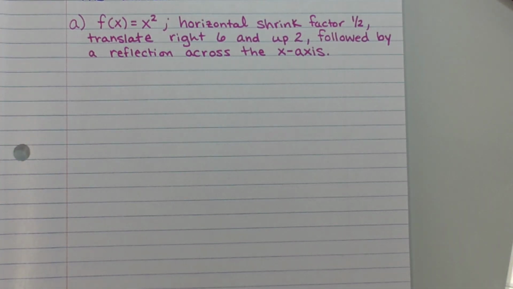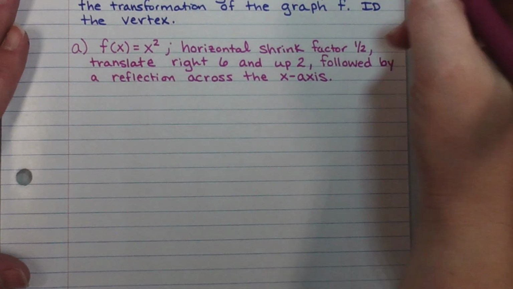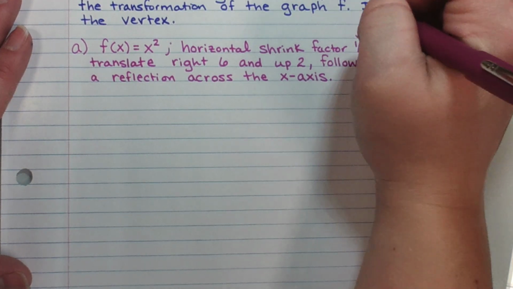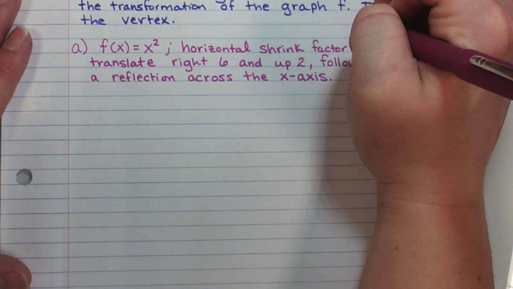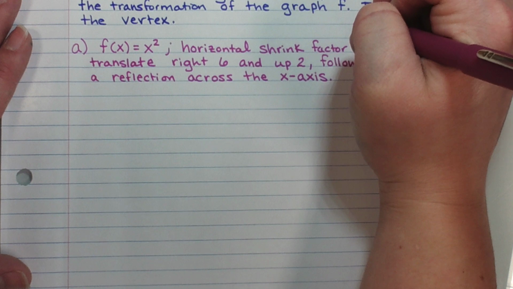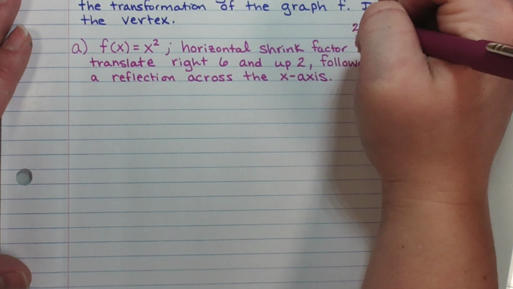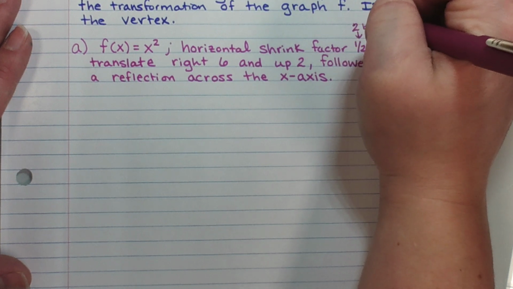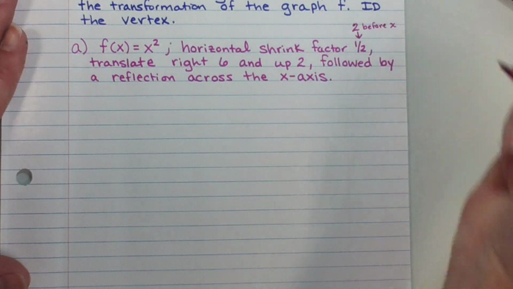Horizontal shrink, factor of 1/2. What do I put into the equation? A 2 in the b value, because remember with horizontal stretches and shrinks, you always have to do their reciprocals. You always got to flip it. Horizontal shrink factor of 1/2 is telling us we are going to put a 2 in for b. Specifically, directly before the x.